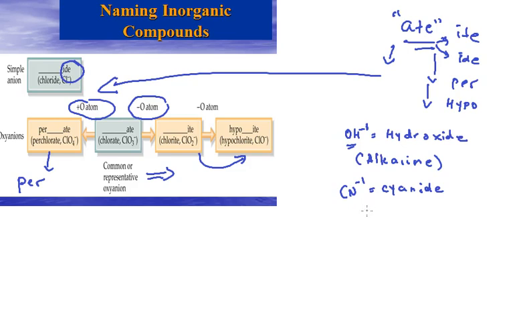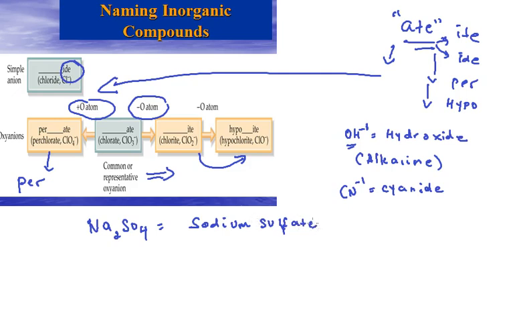So once we know this, we're going to learn how to name compounds. Say for example, if you would like to name Na2SO4, this is called sodium sulfate. You always start with the metallic element, sodium sulfate.